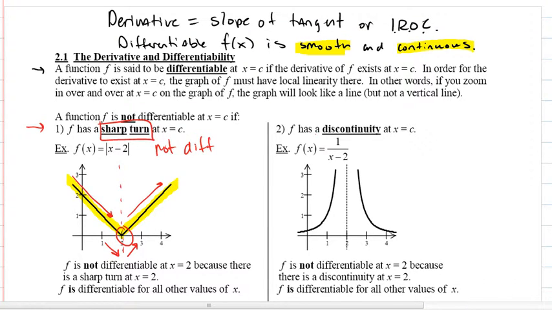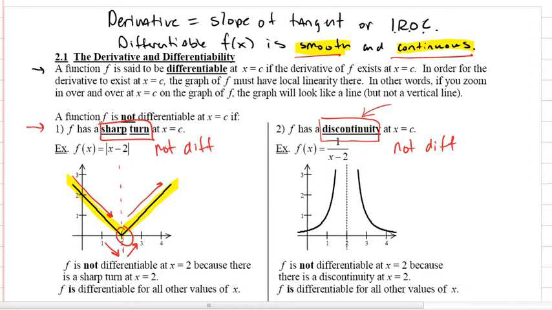Example number 2. F has a discontinuity at x equals c. Well, this should already pop out to you guys. What do we say a differentiable function is? It's smooth and continuous. If it's not continuous, then it's not differentiable. Plain and simple.